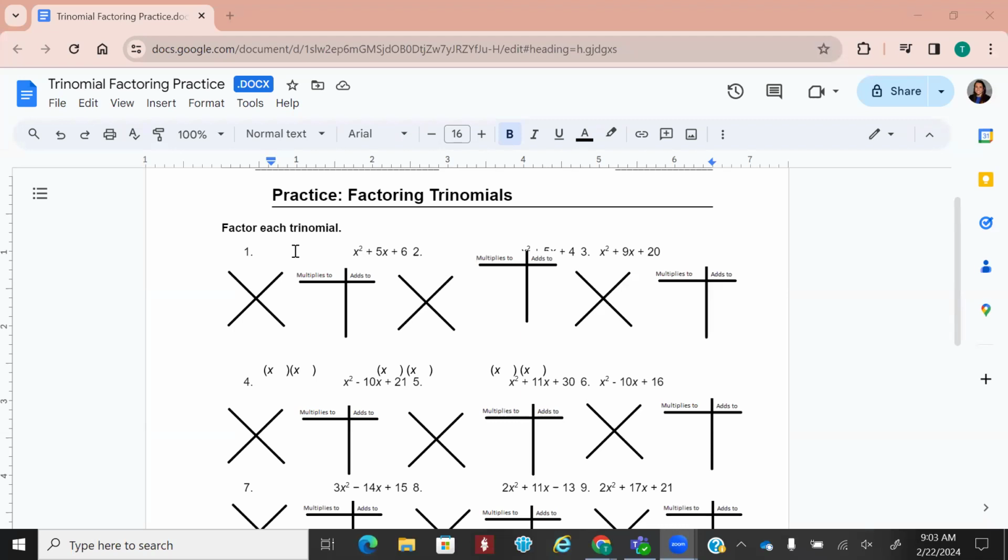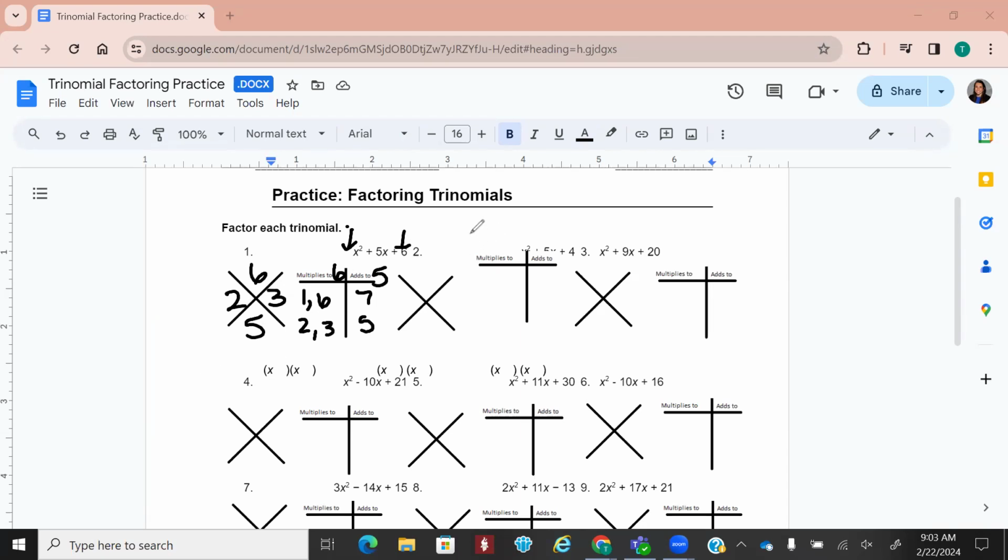All right, so on this first one, we're going to factor each trinomial. So again, same concept. Your first times your last number is going to go in the top. Your middle number is going to go in the bottom. So we need numbers that multiply to get you 6, but add to get you 5. So 1 times 6 gives me 6. 2 times 3 gives me 6. If I add 1 and 6 together, that gives me 7. 2 and 3, that gives me 5. So what two numbers will work? 2 and 3.